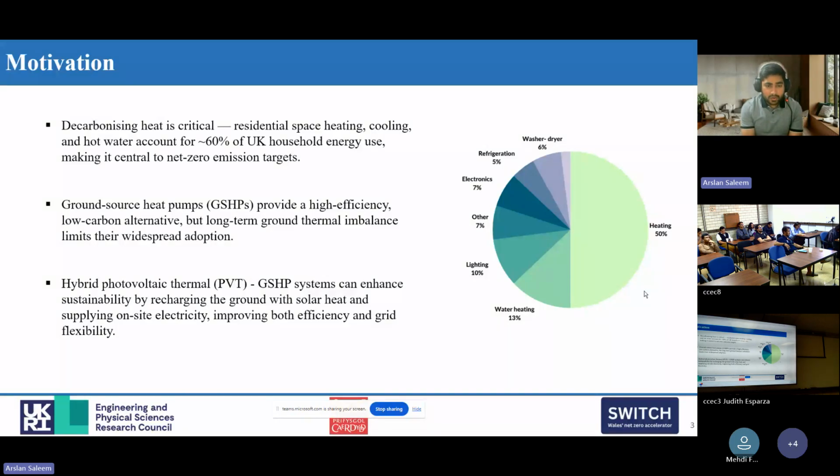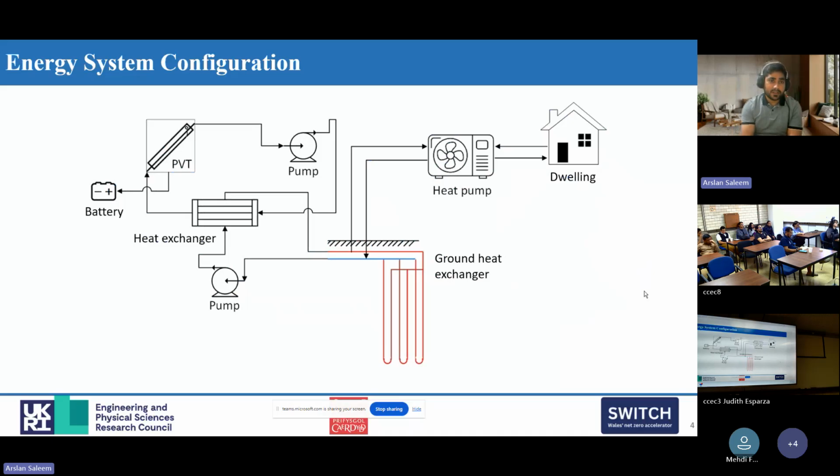To resolve this issue, the hybrid model, which couples the PVT system with ground source heat pump units, can enhance sustainability by recharging the ground with solar heat and supplying additional electricity which can be used to run the energy system, providing further grid flexibility. So here is the schematic of the energy system which was investigated.